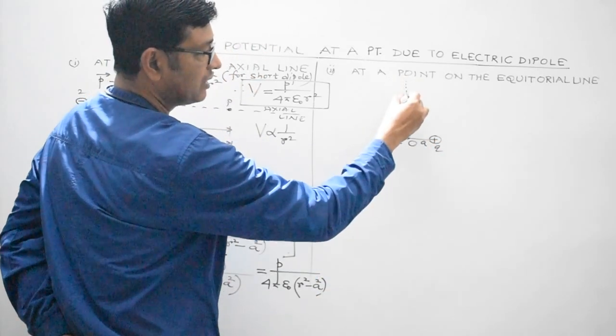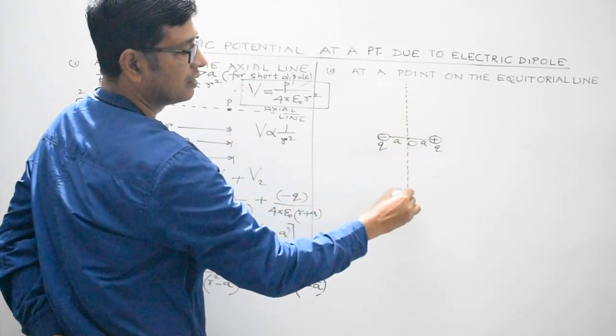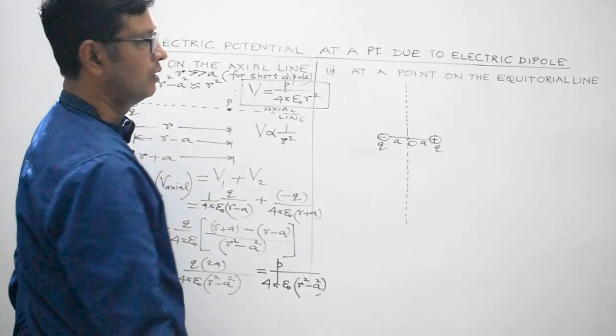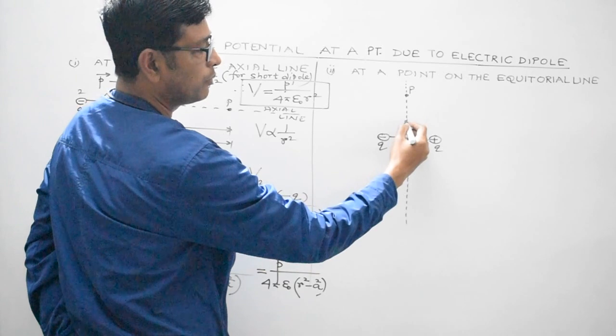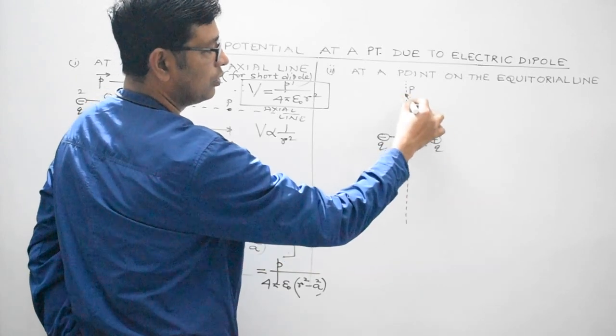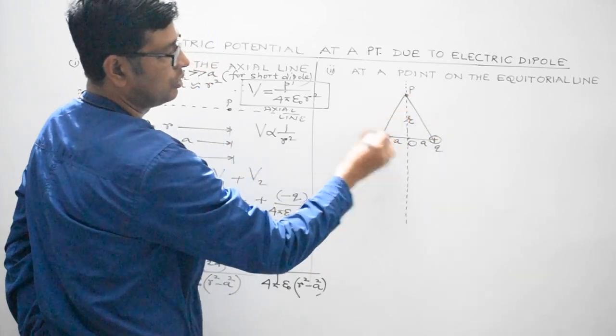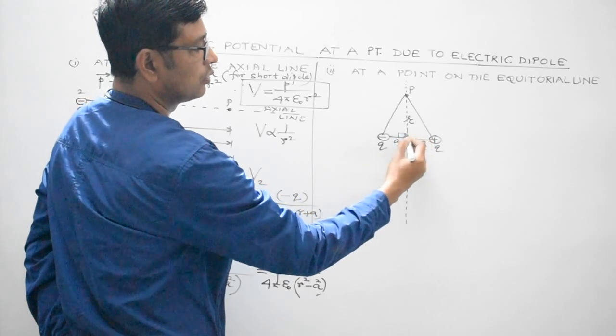The perpendicular bisector is the equatorial line. Observation point P can be considered to be over here. Its distance from the center of the dipole is r. Join these two, so this is r, and this is a. So it's a right angle triangle.